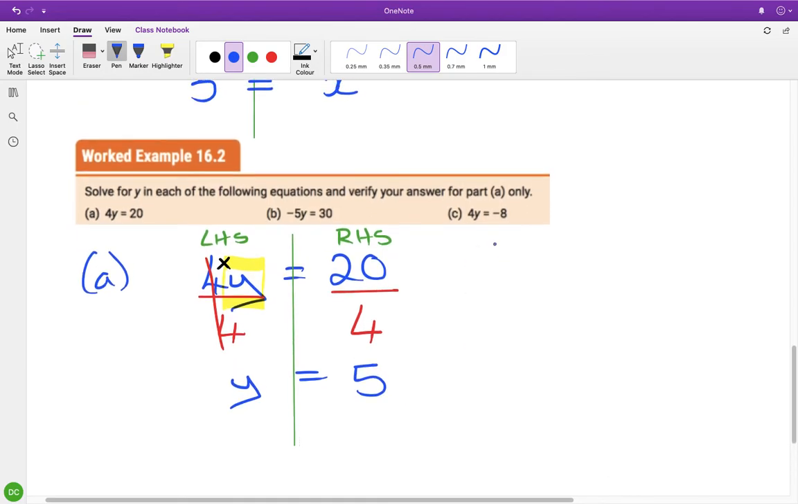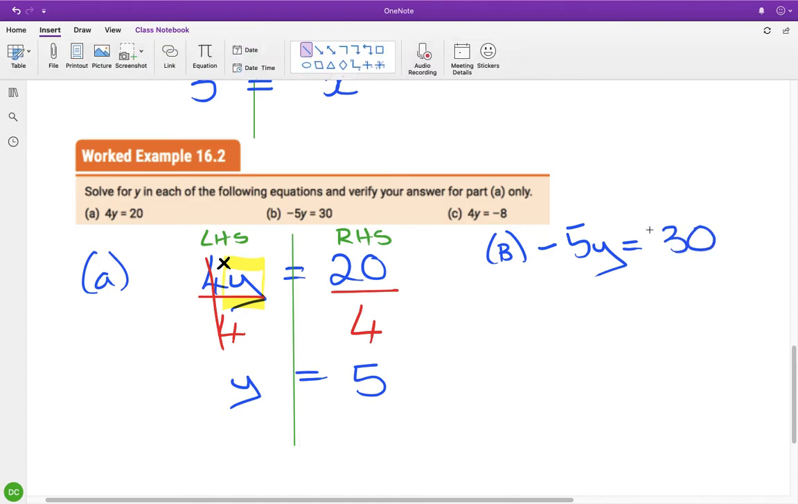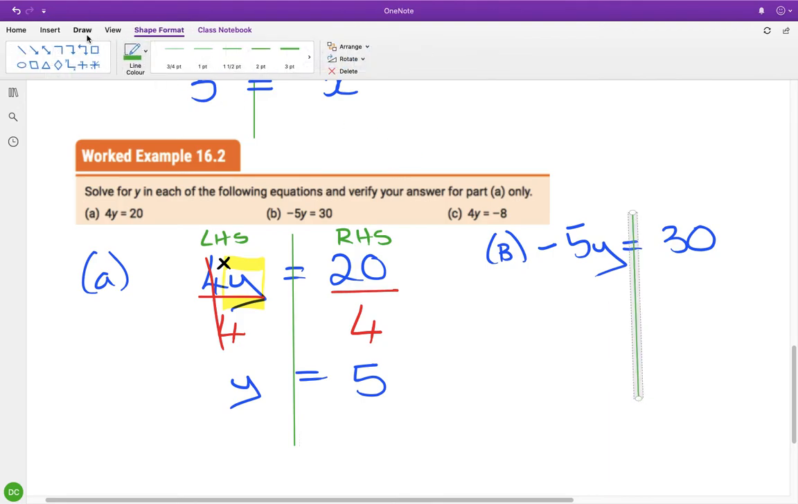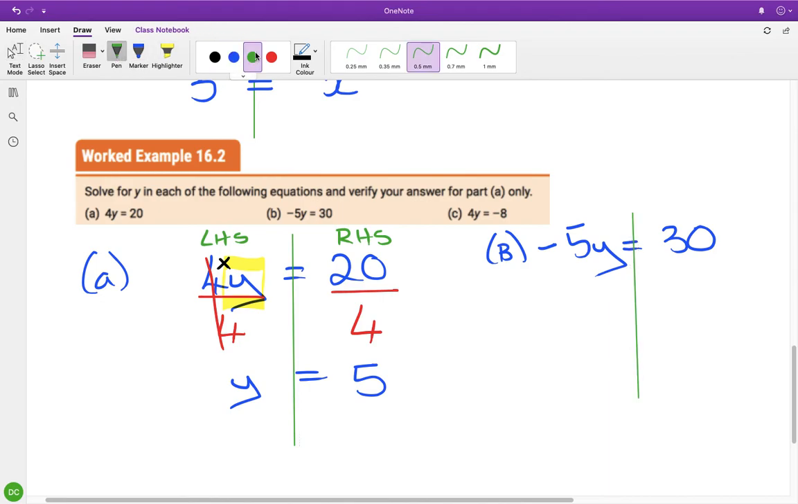Okay, I might do it here actually, just so I'm not taking up so much space. So I have minus 5y equals 30. We'll insert our line. Now, this one obviously has a minus. So here's your left-hand side, here's your right-hand side. We want to isolate the letter, so there it is, which means it's the minus 5 that I don't want, I want it gone.